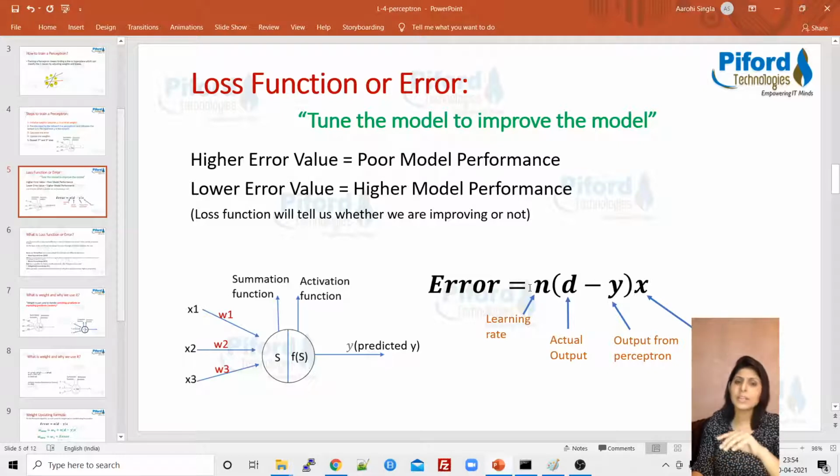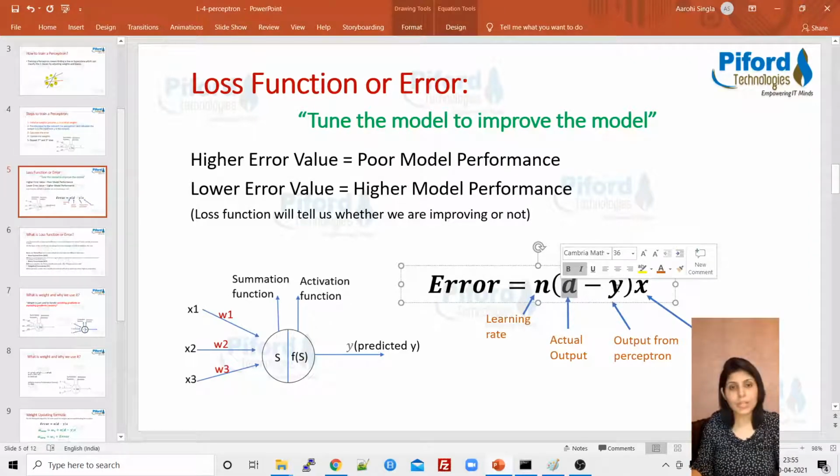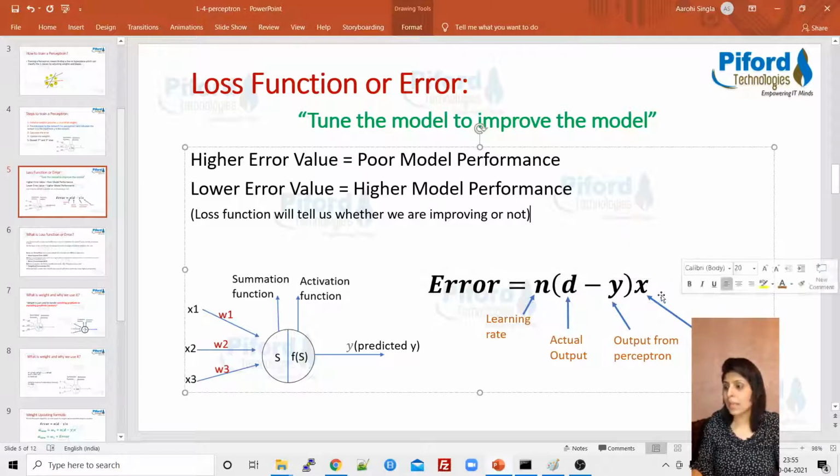For now, just understand that the learning rate is the step size, meaning how fast or how slowly you want to train your network. We will discuss more about it, but for today's class, just know this much. So whenever you want to calculate the error, the loss function, you take the difference between the actual Y value and the predicted Y value and multiply it with X.